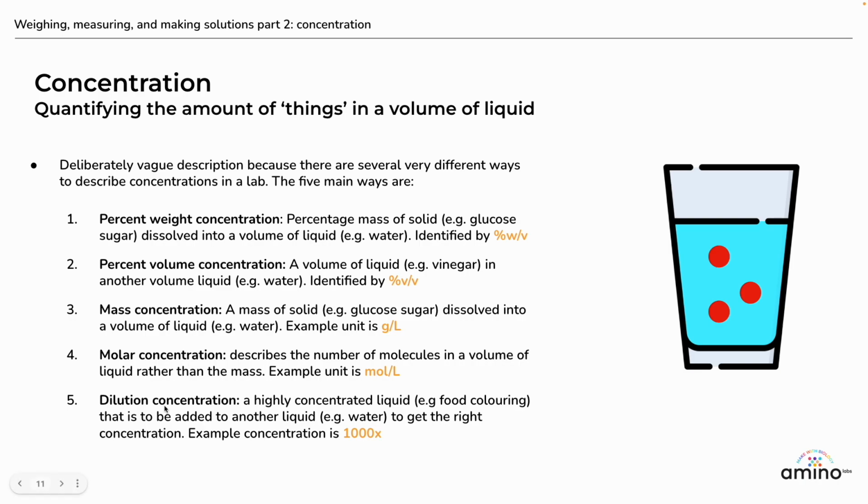And then the last is dilution concentration, which is quite simple once we've gone through the rest of these. The basic idea is you have a highly concentrated liquid that needs to be added to another liquid to get the right concentration. So you dilute a predetermined and known highly concentrated liquid into another. And so, for example, you might need to dilute 1,000 times into another volume. And this is pretty widely used in labs, but as you'll see, it's pretty simple once we've gone through these others.